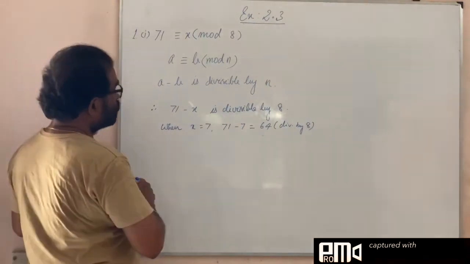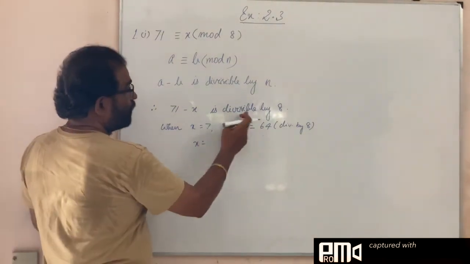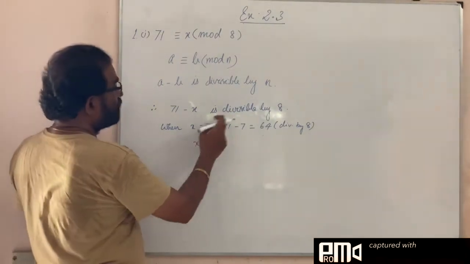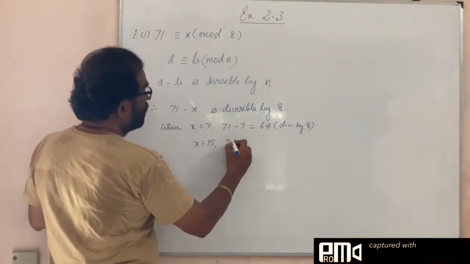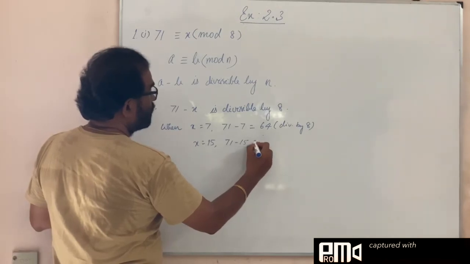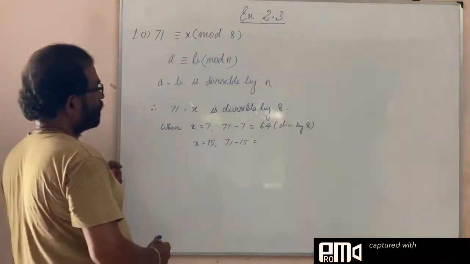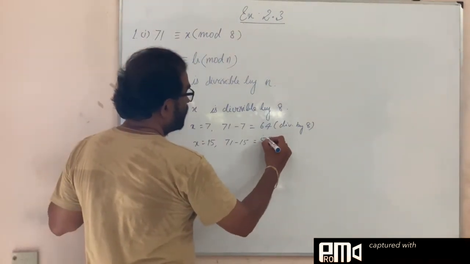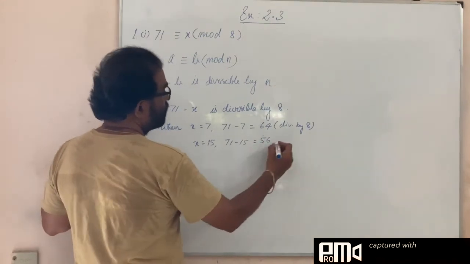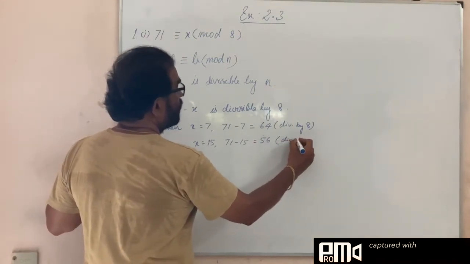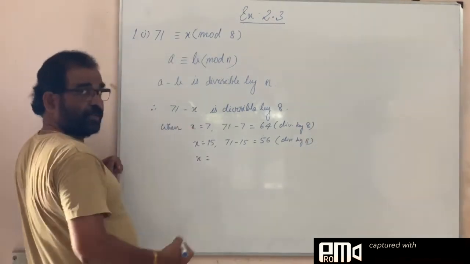Then divisible by 8. So what will be the next value? We want to find the values divisible by 8, so we add 8 to this 7. So 15. When x is 15, 71 minus 15 is equal to 56, 8 sevens are 56, so this is divisible by 8. What will be the next value? Now you can find out.